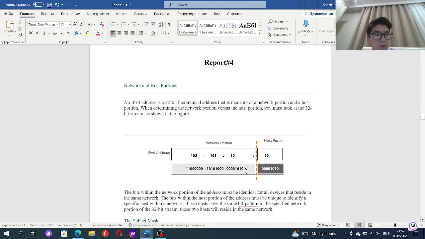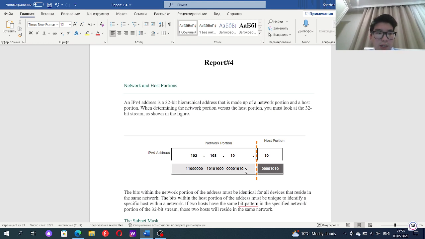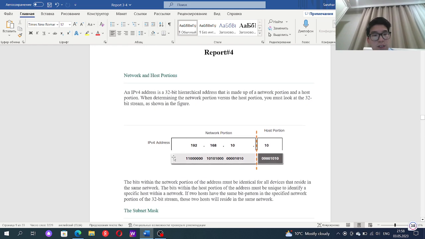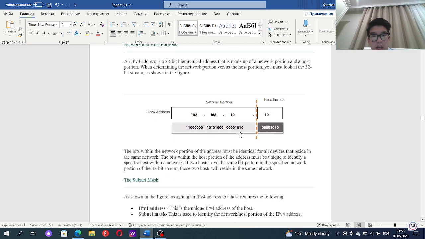My fourth report is about topics 11 and 13. So it's the network and host portions. An IPv4 address is a 32-bit hierarchical address that is made up of a network portion and a host portion. When determining the network portion versus the host portion, you must look at the 32-bit stream as shown in the figure. As we can see, it's fully shown.